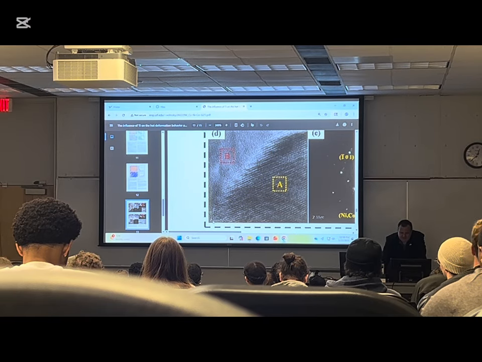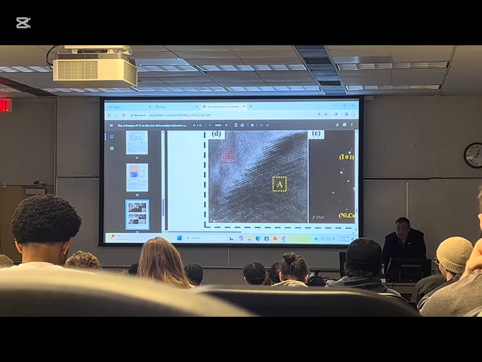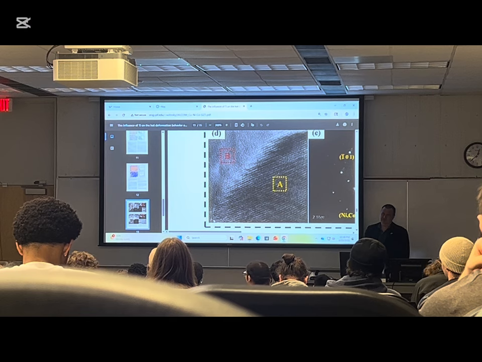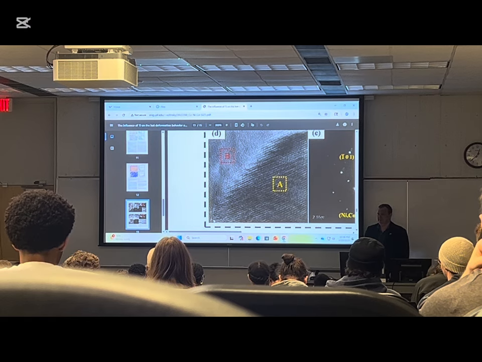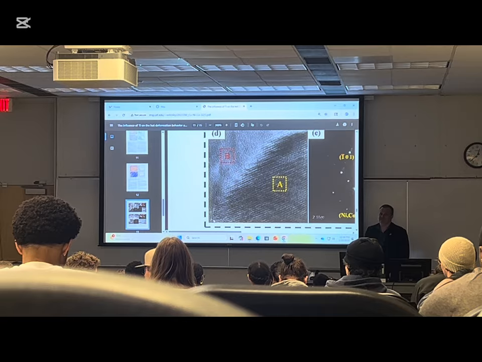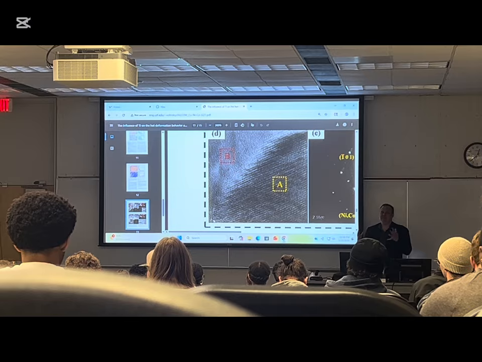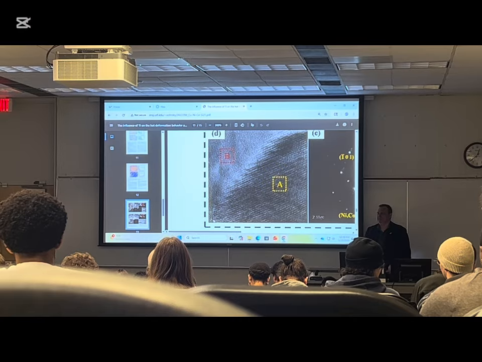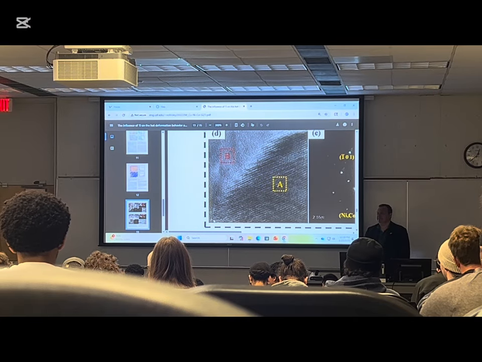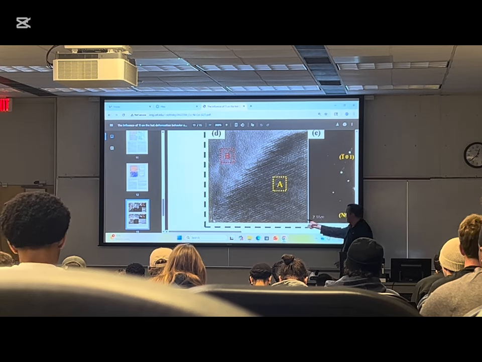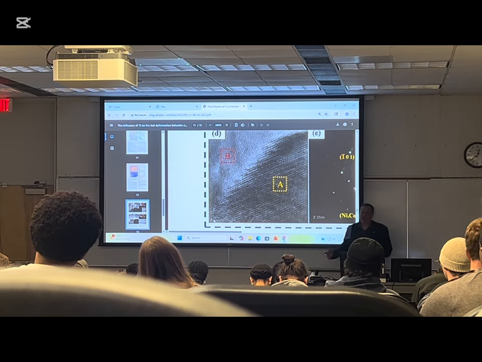Look at the scale. This is 5 nanometers. 5 nanometers is how many angstroms? I told you in another class. You should remember. How many angstroms in 1 nanometer? 10. Okay. So these are atoms that now we can see.